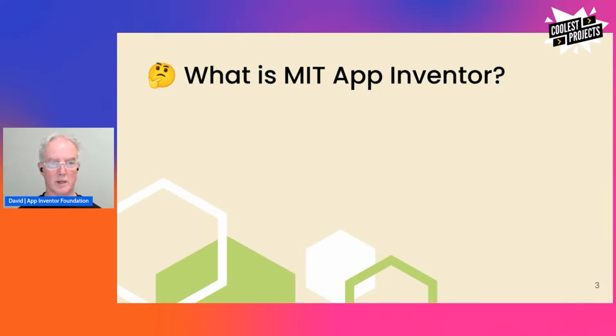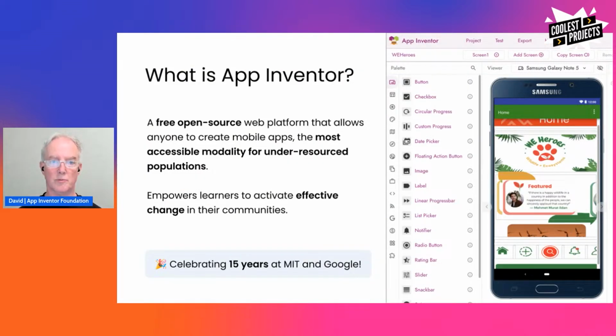So what is MIT App Inventor? It's a free and open source web platform that connects a browser to a mobile device and allows you to generate apps using all of the resources on your phone. It's a full computer language that allows you to do all of the things that a modern computing allows for, plus it gives you access to all of the sensors and a lot of the interesting components that are available on your mobile device that's in your pocket.